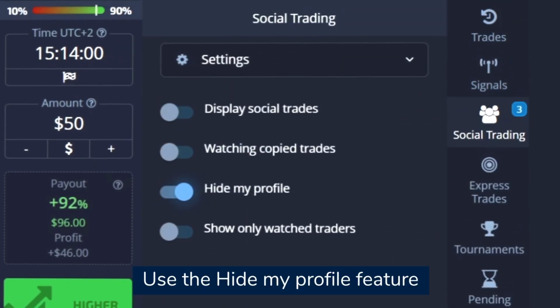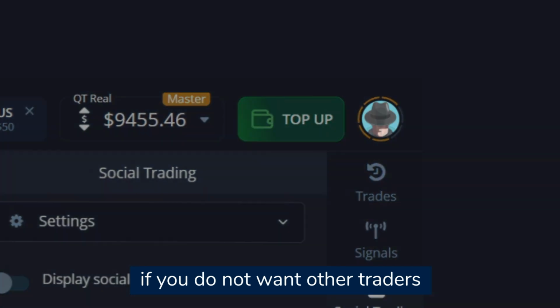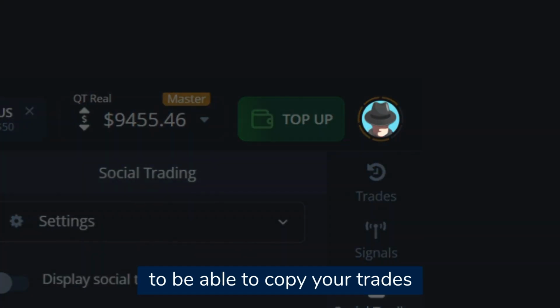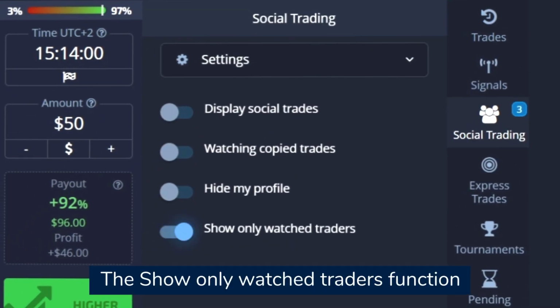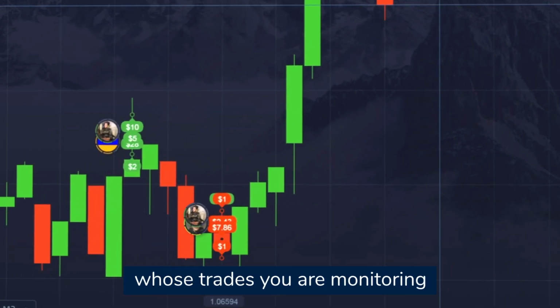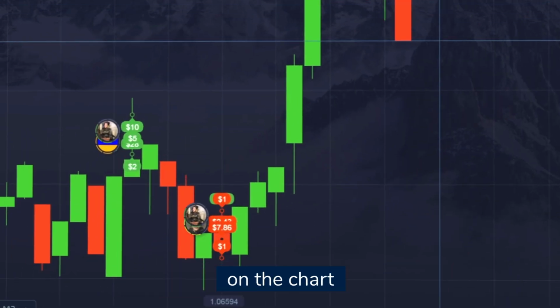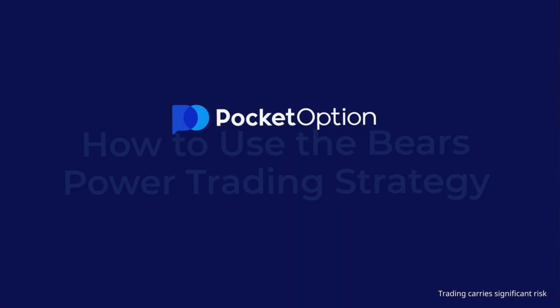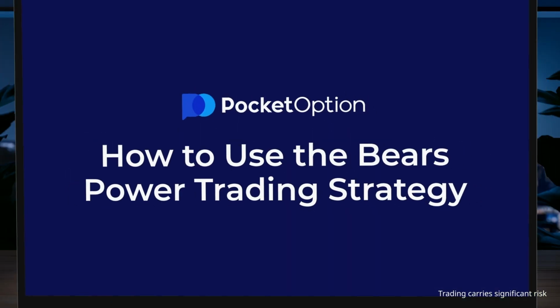Use the Hide My Profile feature if you do not want other traders to be able to copy your trades. The Show Only Watch Traders function allows you to show only the traders whose trades you are monitoring on the chart. How to use the Bears Power Trading Strategy.